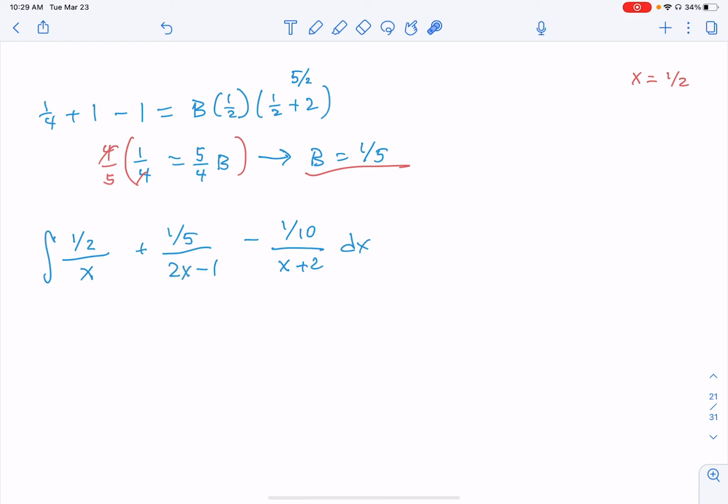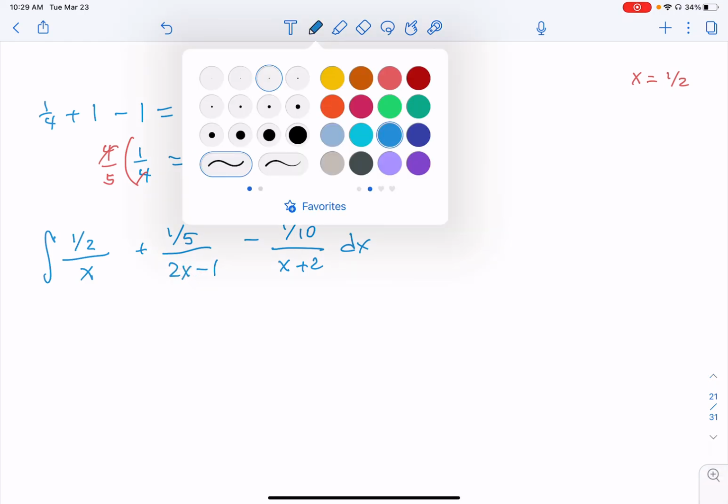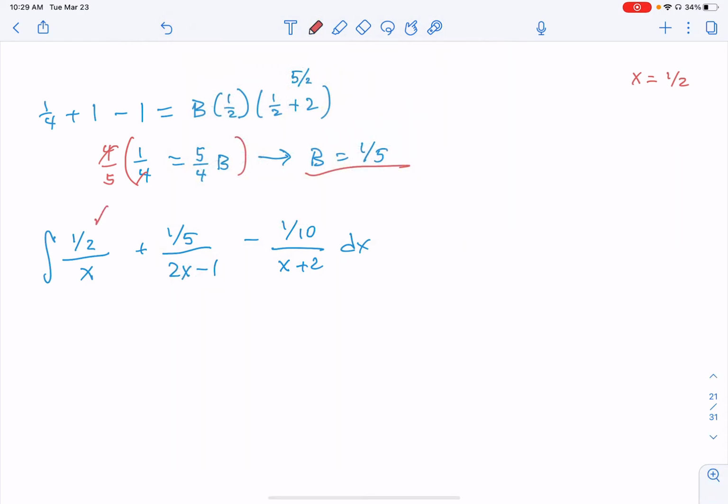All right, now the only one that looks like we're going to have to fix is this one here, because this one is just straightforward natural log. This one is also almost straightforward natural log. U is equal to x plus 2, so du is equal to just dx. There's nothing to fix. All right, so nothing to do there. But this one, however, u is equal to 2x minus 1. Du is equal to 2 dx.